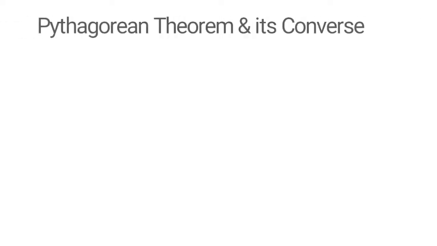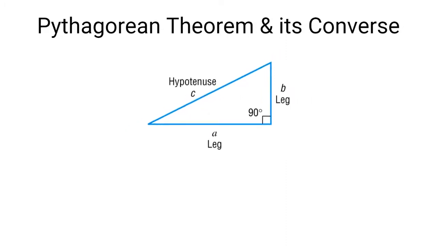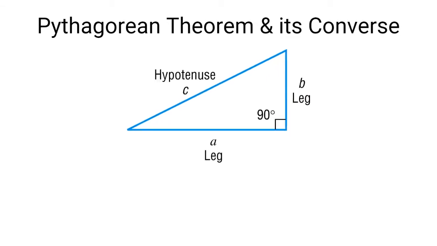Let's start by looking at the Pythagorean theorem and its converse. In order to do that, we need a right triangle. So for our right triangle, we're going to have a leg called A, a leg called B, and the side opposite the 90-degree angle, the hypotenuse, to be indicated with C.